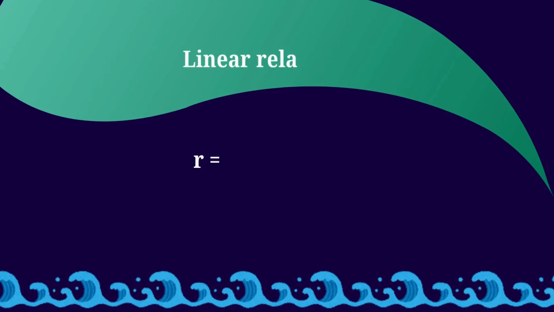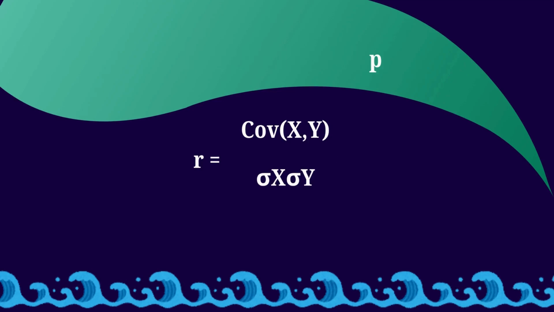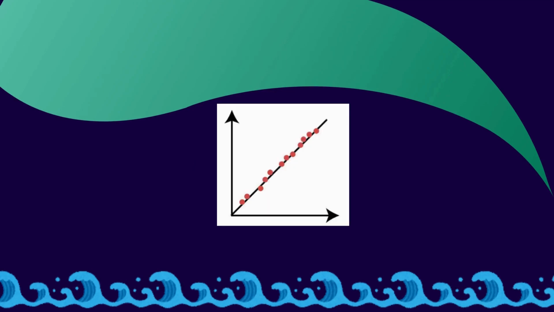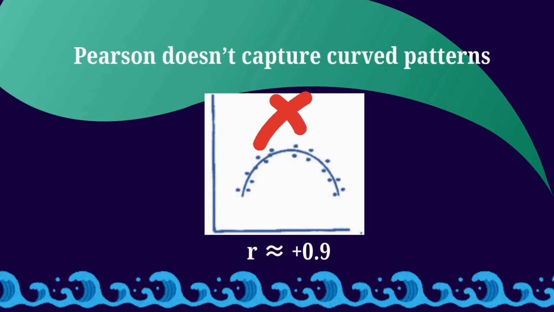So far, we have talked about Pearson correlation, which measures linear relationships when changes happen at a steady rate. But what if the relationship is curved or your data isn't normally distributed?